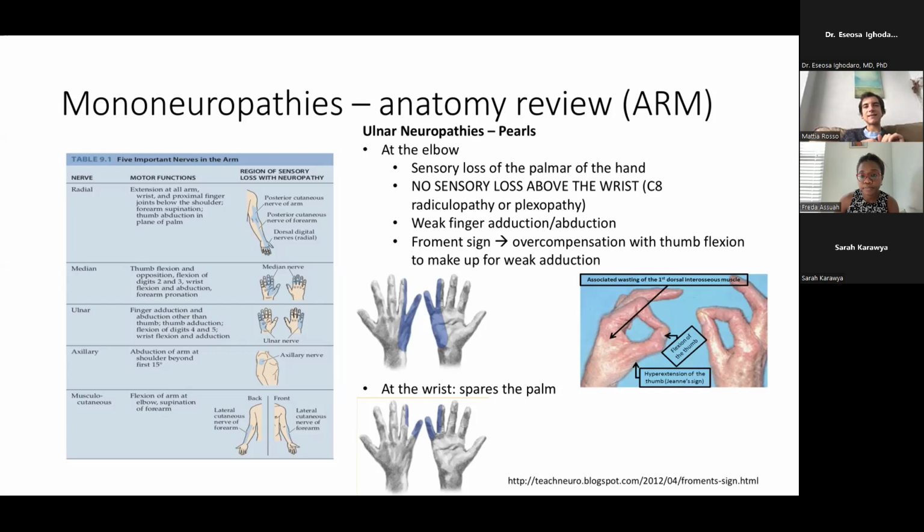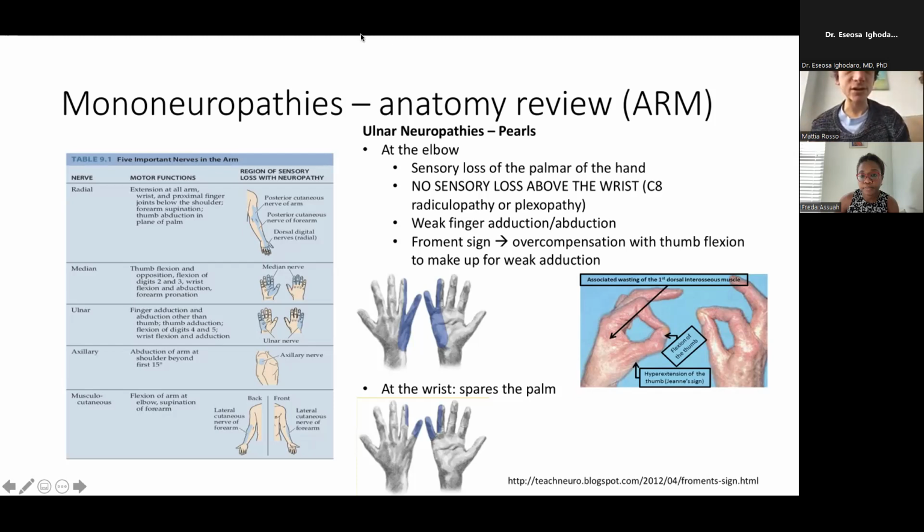And then at the elbow, on the other hand, you have sensory loss of the palmar aspect of the hand, no sensory loss above the wrist. Remember, above the wrist, you have your musculocutaneous nerve. And then finally, they may have something called a Froment sign, which is they're really unable to pinch. And the reason is that they overcompensate what would be finger adduction with thumb flexion. And this is the awkward way in which folks with an ulnar neuropathy will end up pinching.